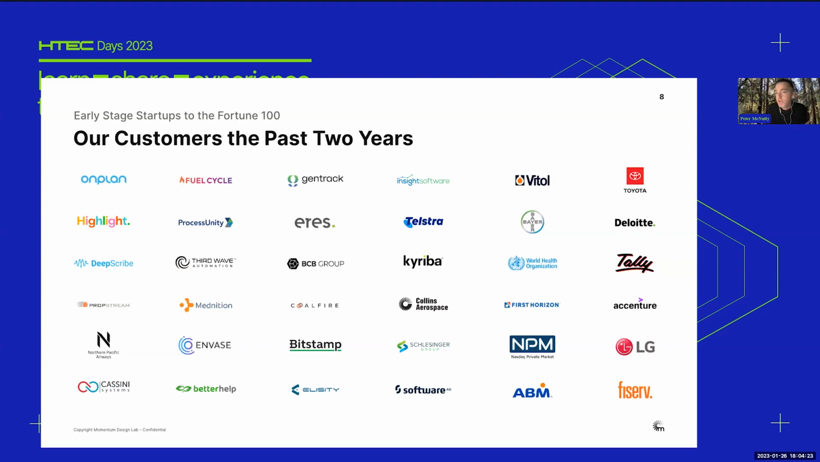A sample of clients that we worked with the last 2 years. Again, they range from early startups to Fortune 100 or enterprise clients. If you look at the logo wall, on the right-hand side is our enterprise, and on the left-hand side are the startups and everything in between.